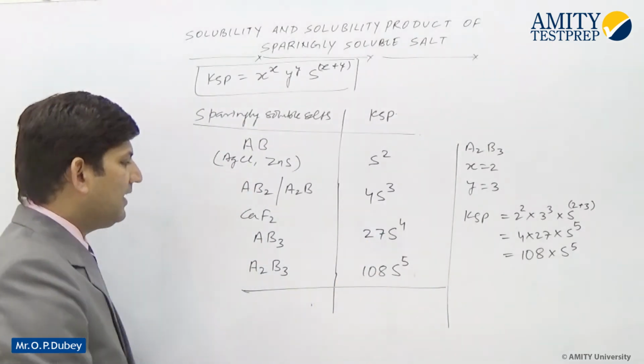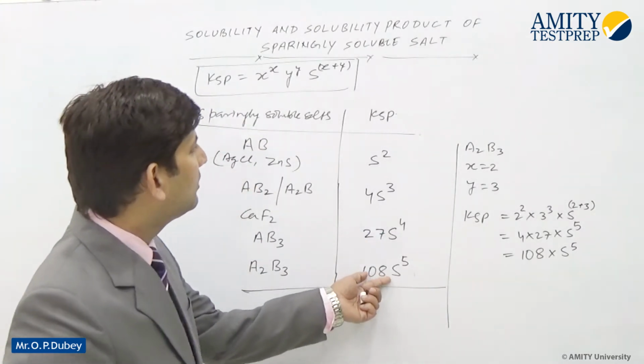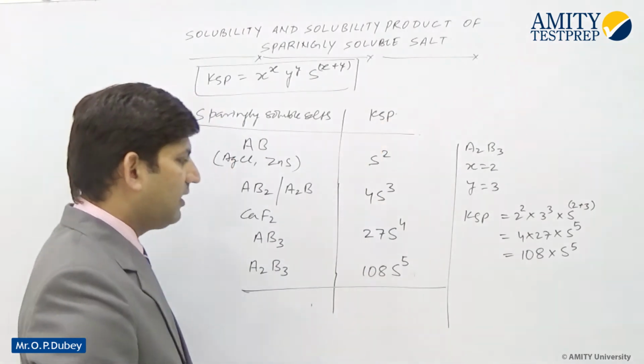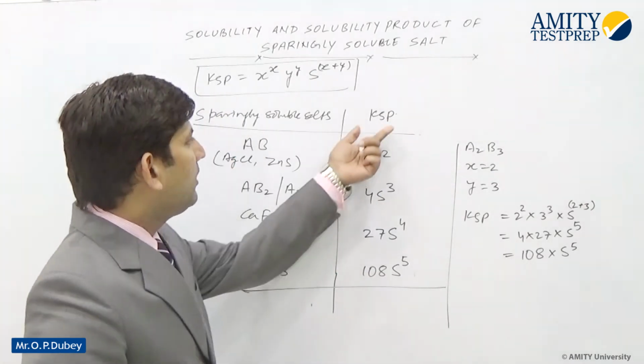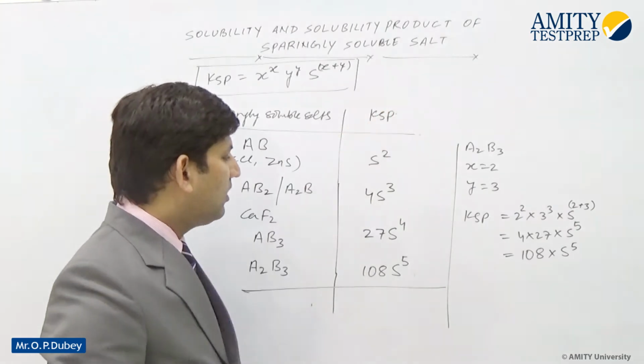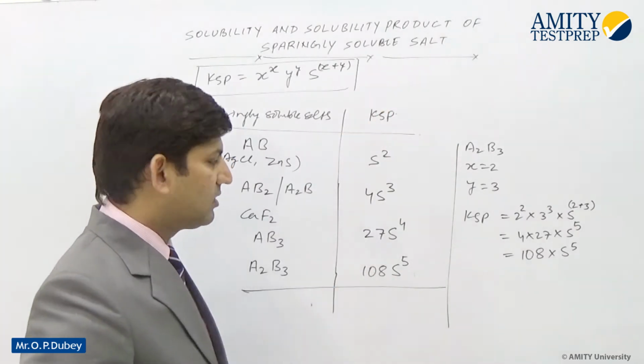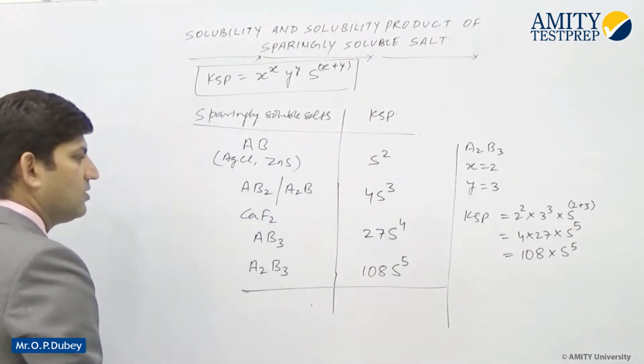Now, if the solubility is given, we can easily calculate the Ksp for that sparingly soluble salt, and if the Ksp value of a sparingly soluble salt is given, we can easily calculate the solubility of that sparingly soluble salt.